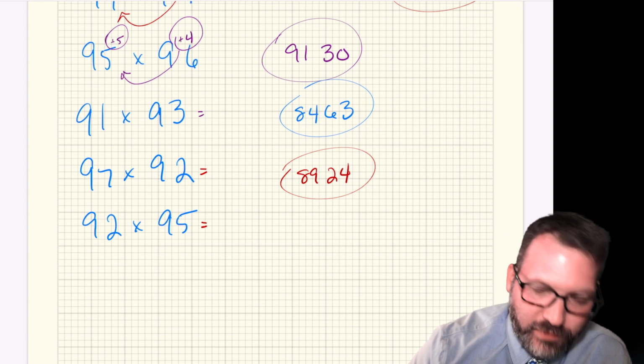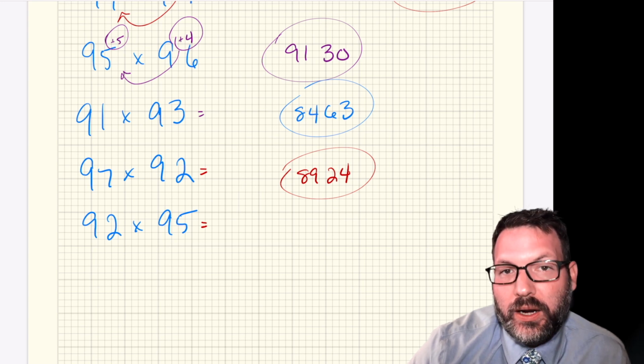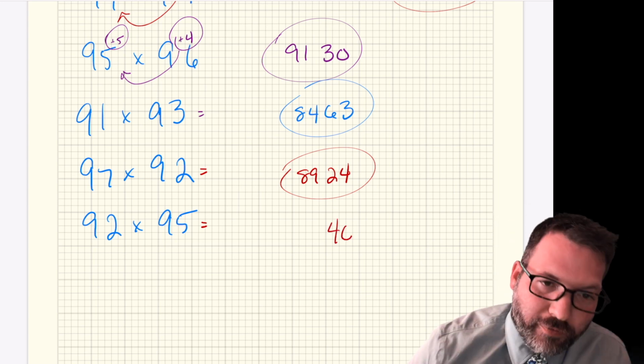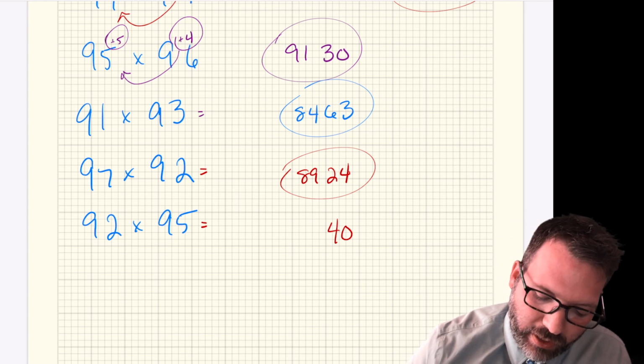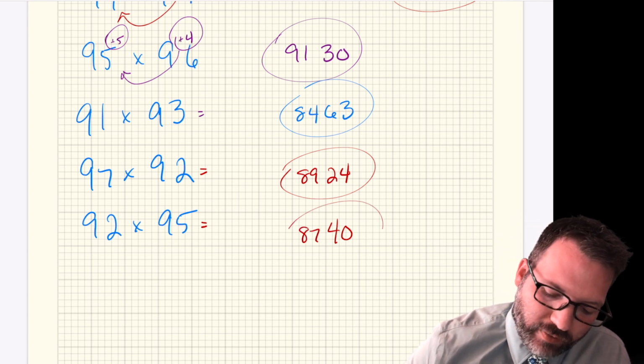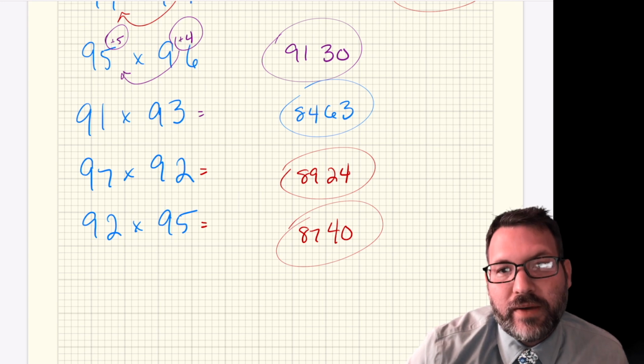Last one, 95 is 5 away from 100. 92 is 8 away from 100. 8 times 5 is 40. Oh, I just lost my light. And of course, take away 5 from 92, you get 87. So there it is, 8,740.